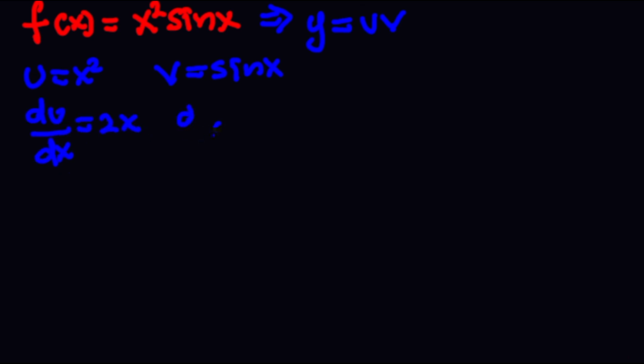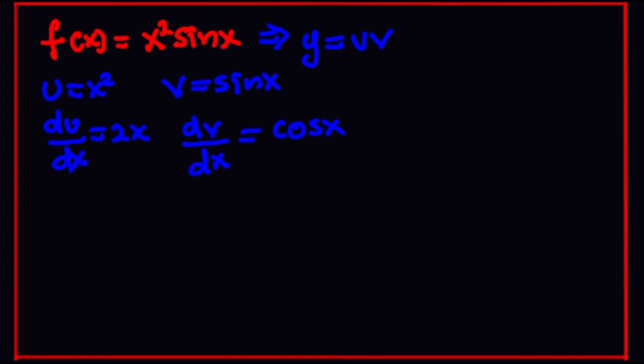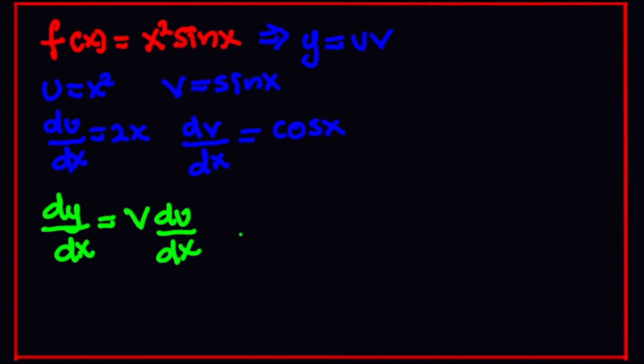Then dv/dx in this case is going to give you what? If I differentiate sine x, don't forget I'm going to have cos x. Now in that case, I can just use the formula of the product rule. Whenever I'm having y equals uv, as in this case, dy/dx is going to be equal to v du/dx plus u dv/dx.